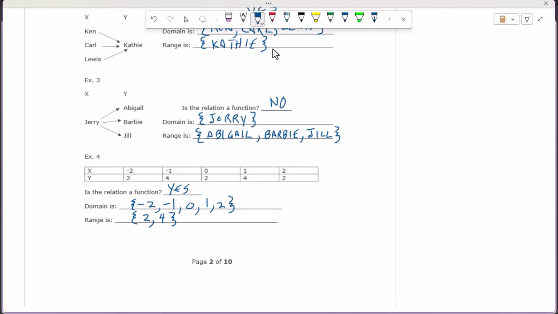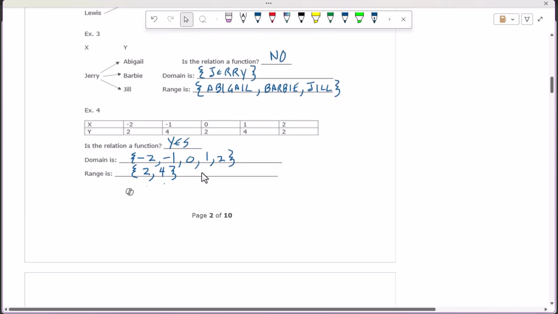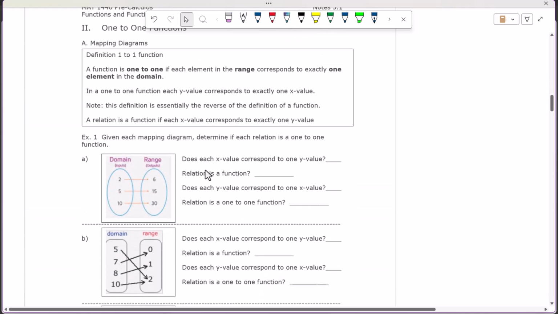Okay, next one. Is this a function? Yes, because the -2 maps to one thing. -1 goes to one number, and so forth. Domain would be -2, -1, 0, 1, and 2. Now the range, you don't say 2, 4, 2, 4, 2. You just tell me what those 2 numbers are. Okay, so that's what you should have come up with. Okay, moving to the next page, we'll talk about what a one-to-one function is.